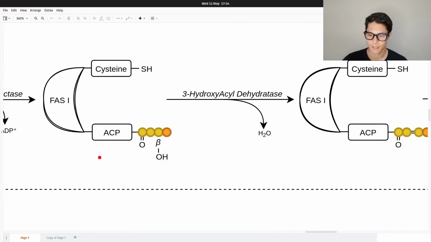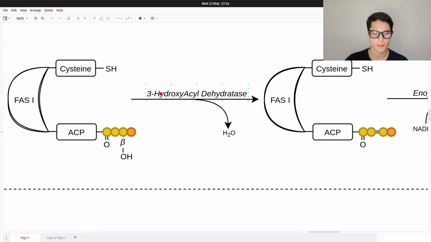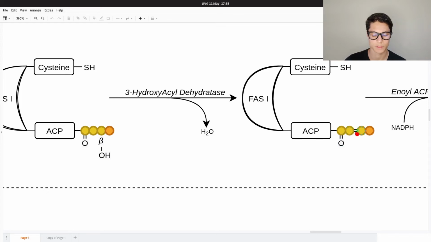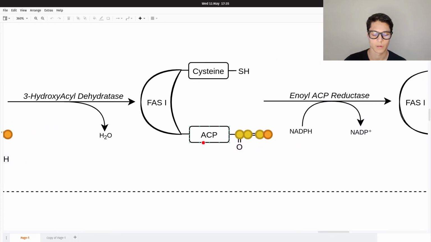Now we have the 3-hydroxyacyl dehydratase. Okay, what does it mean? 3 is the compound number 3. Hydroxyacyl is the hydroxy group on the acyl carrier protein terminal. Dehydratase is getting rid of water. So we're basically getting rid of this with another hydrogen here, and we create a double bond, as we can see.